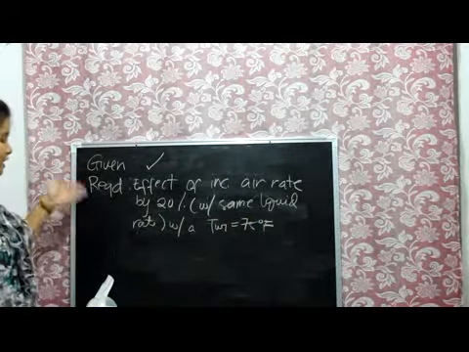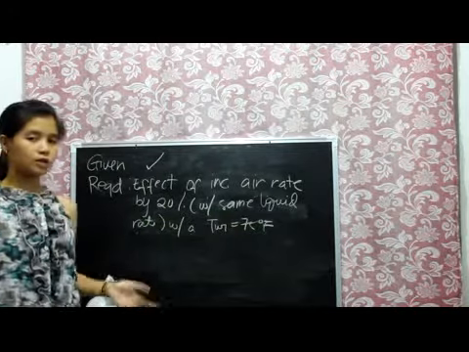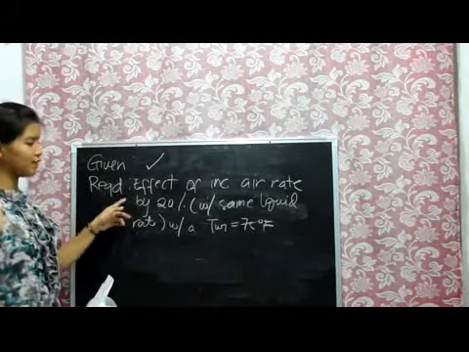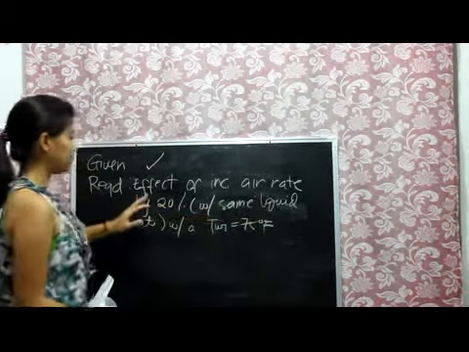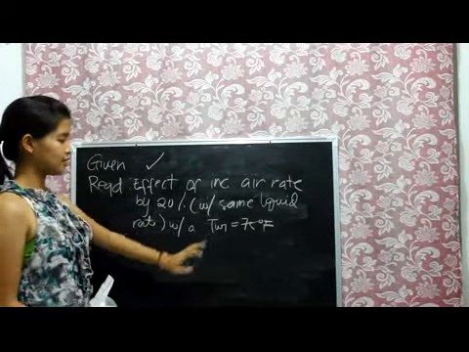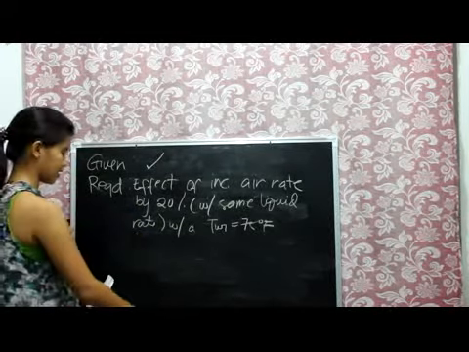So again, the given is the same cooling tower description in sample problem number 1, and for the required we are asked to know the effect of increasing air rate by 20% with the same liquid rate with a wet bulb temperature that is equal to 75 degrees Fahrenheit.